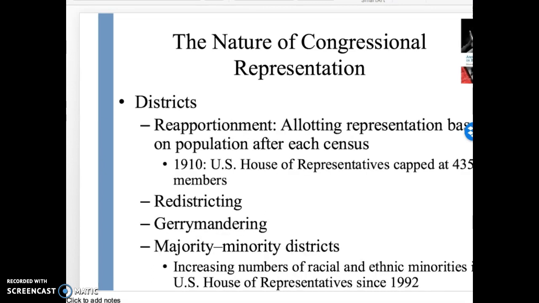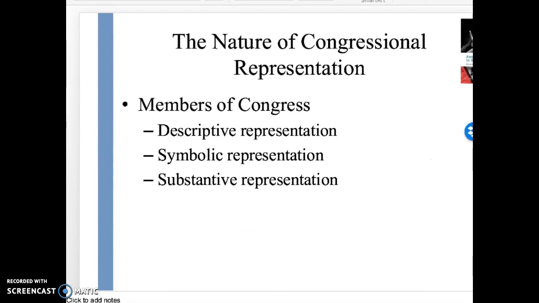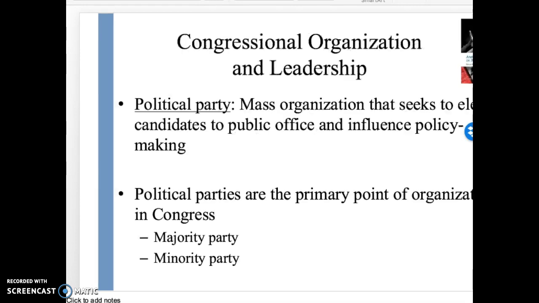And then here you have these sections: how are districts created? You're going to hear a lot about redistricting, gerrymandering, majority-minority districts. Who are the members of Congress? What are these different types of representation? Descriptive, symbolic, substantive, and party leadership.